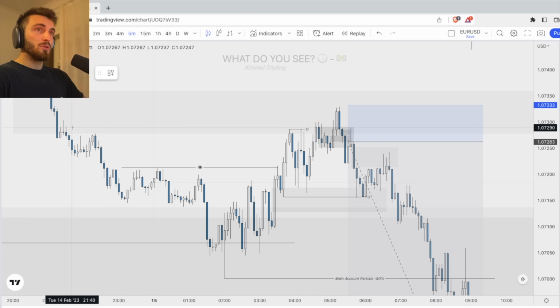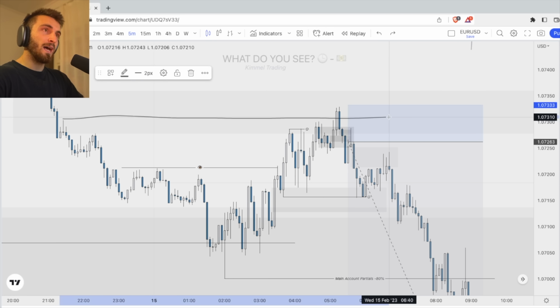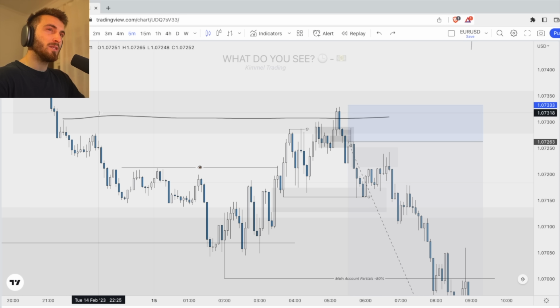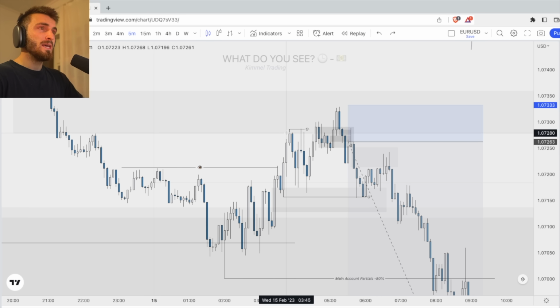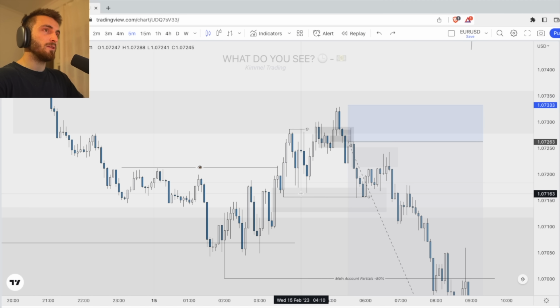So price comes up to the fair value gap, sweeps this high right here, and it leaves this high unswept, which was directly a warning sign for me to be a little bit more patient. So price did sweep this high right here and start breaking lower, but it never broke with a solid candle. Because of that, I wasn't even looking at this fair value gap right here.